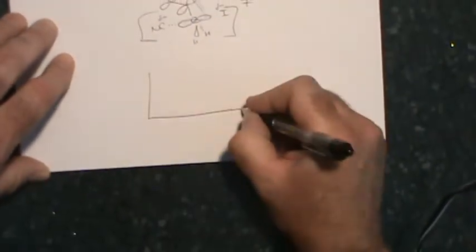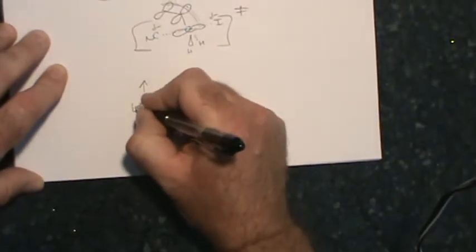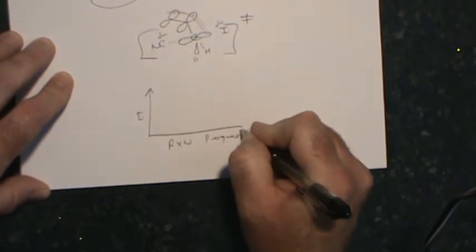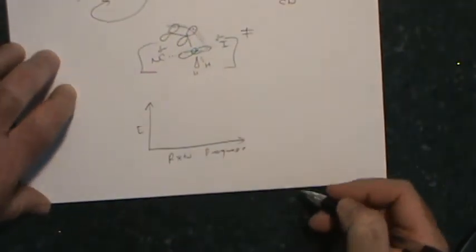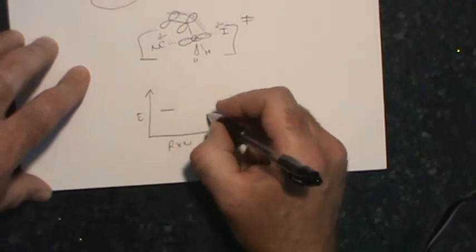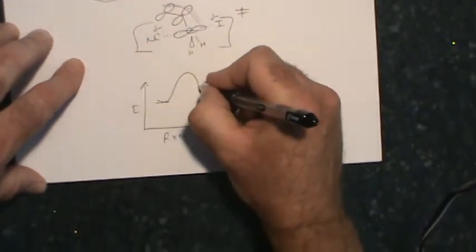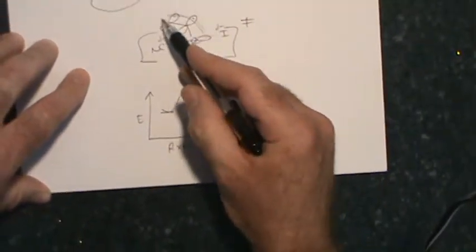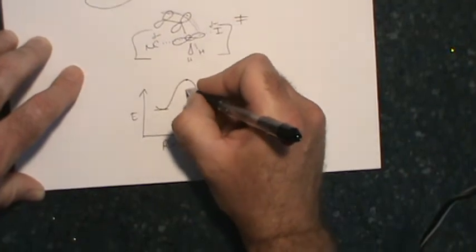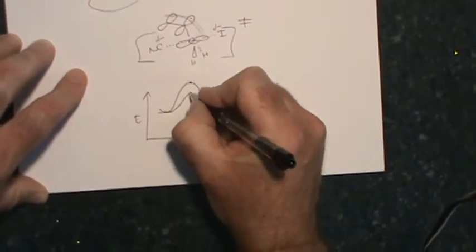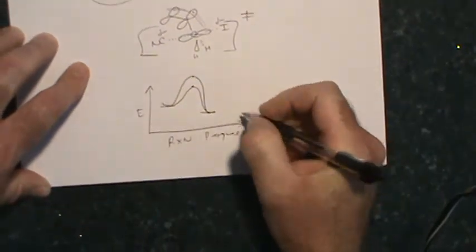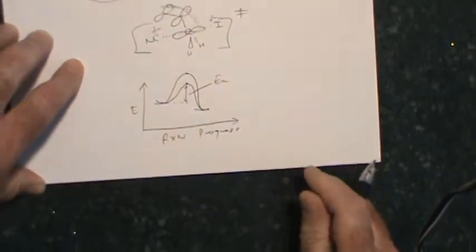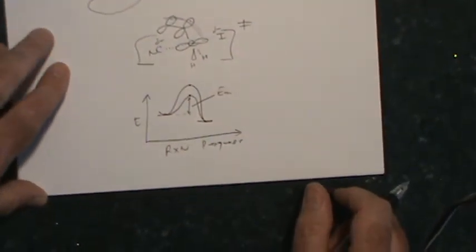So if we were looking at a reaction energy diagram, where we plot energy as a function of reaction progress, if this was just a standard SN2 reaction, it might look something like this. But because we've got this transition state, which involves a conjugated pi system, the transition state energy is actually lower. And what that means is that the activation energy is also lower, which in turn means a faster reaction.